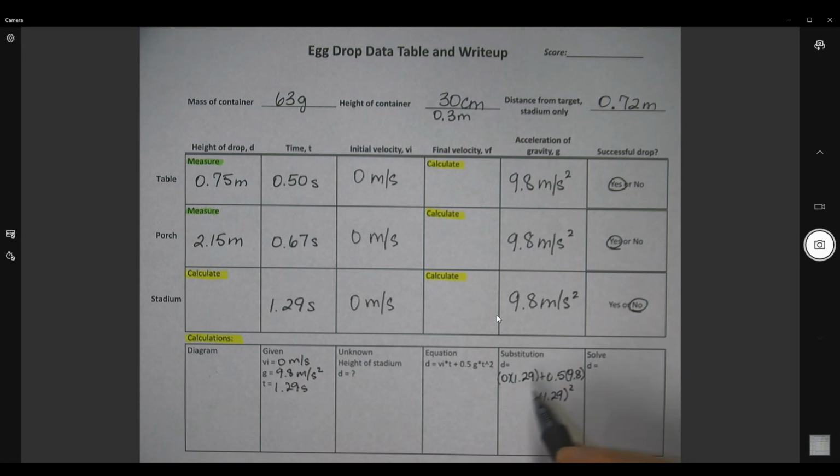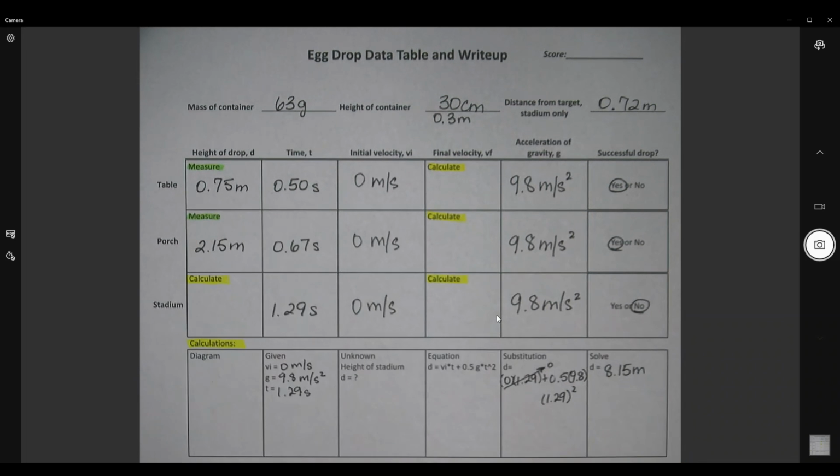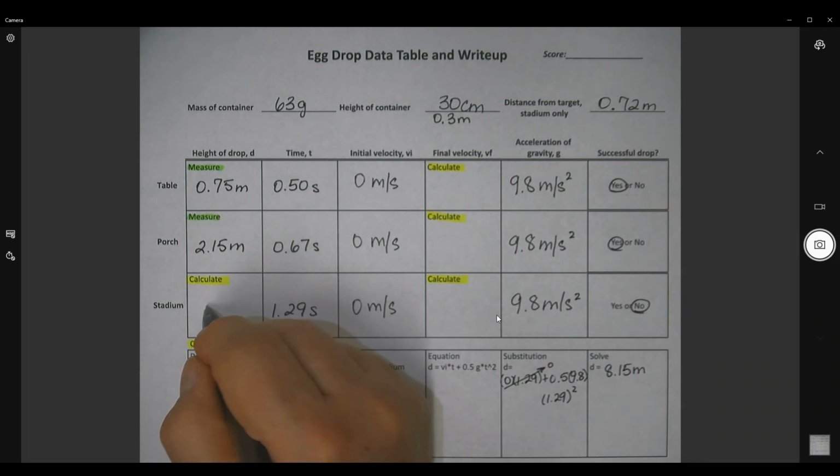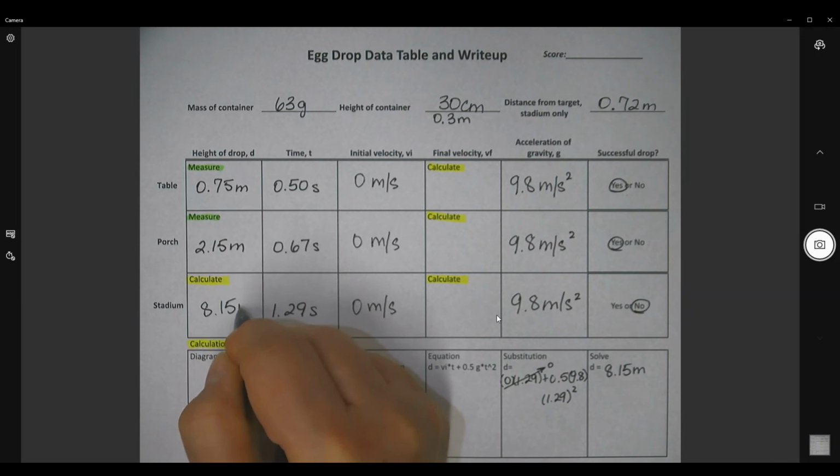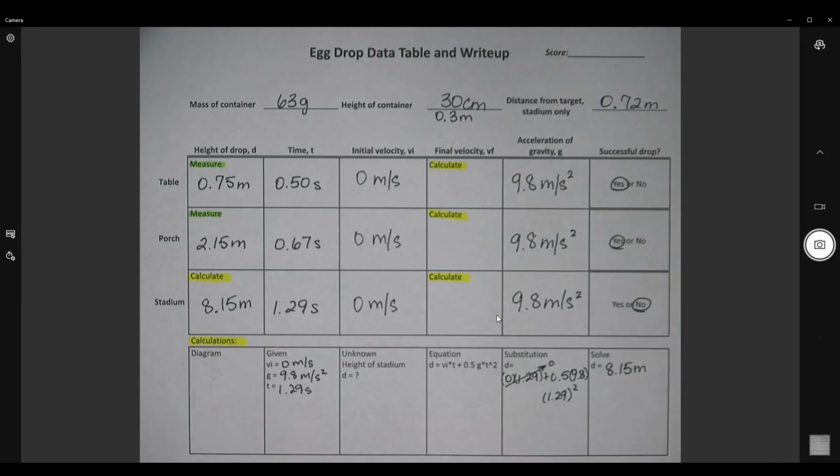And then I'm going to solve this. So 0 times anything is going to go to 0. I'm just left with this calculation here, 0.5 times 9.8 times 1.29 squared. It's just the 1.29 that is squared, not the other numbers. When I calculate that, I'm going to get 8.15 meters. Okay, so that's the height of the stadium, 8.15 meters.